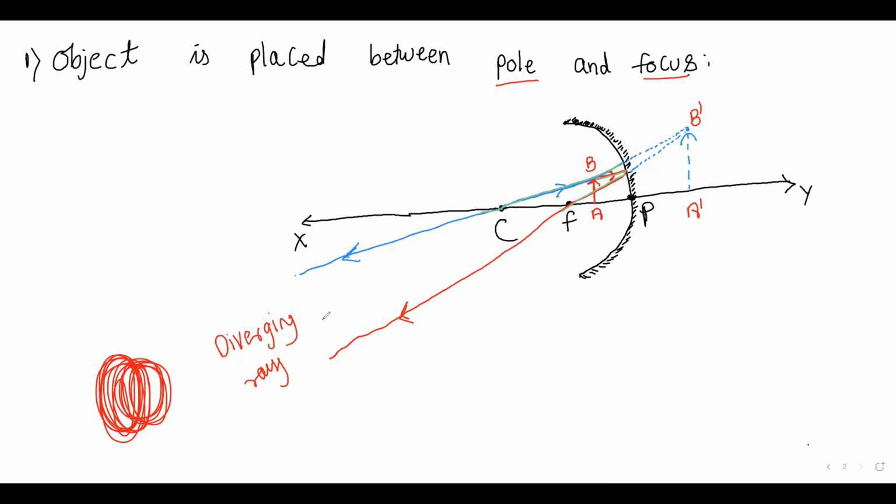Here there is no possibility of forming an image in this part. Why? Because the rays can't meet. Why? Because they are diverging rays.